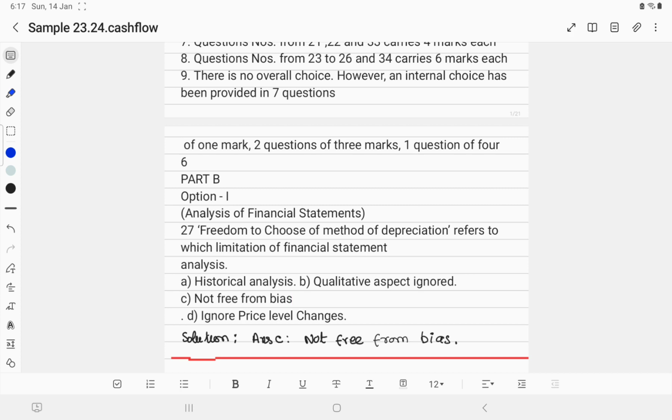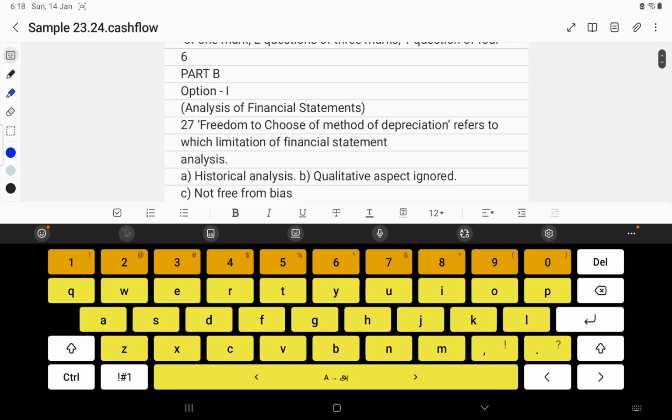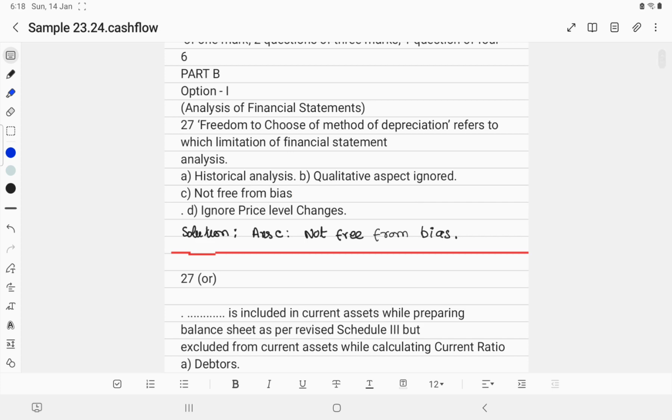Part B. Freedom to choose the method of depreciation refers to which limitation of financial statement analysis? A. Historical analysis. B. Qualitative aspect ignored. C. Not free from bias. D. Ignore price level changes. Solution. Answer C. Not free from bias.